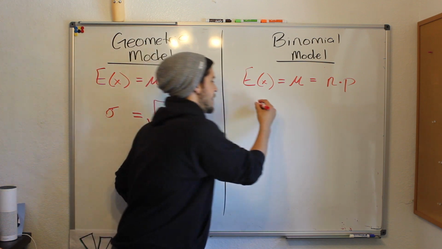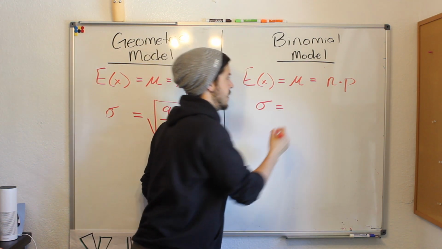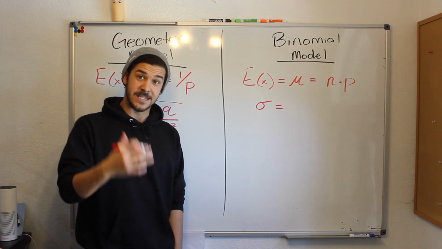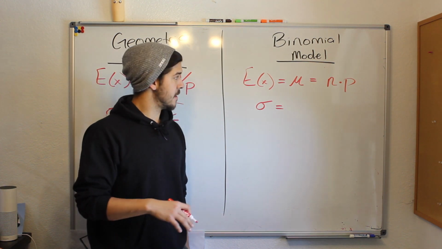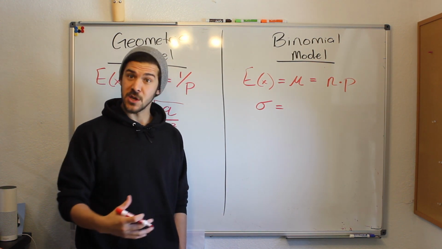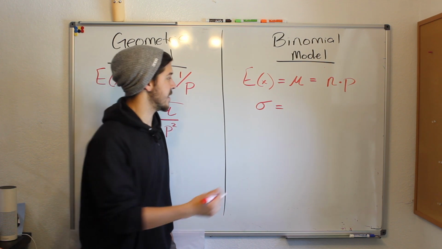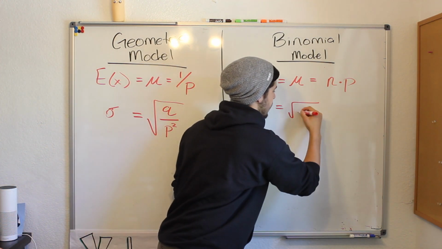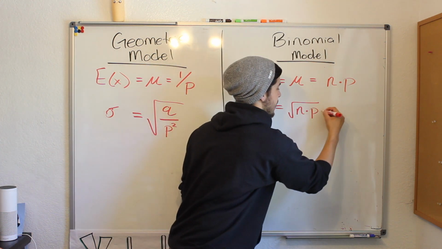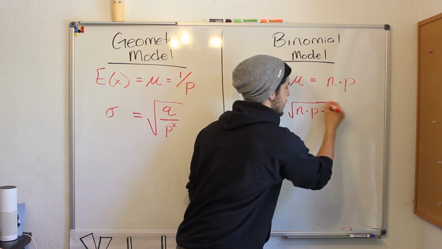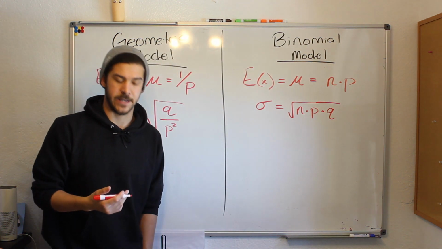To find the standard deviation here, it's going to use the same values as before with N and P, but this time we're going to incorporate Q, the probability of us failing. It's going to be the square root of the number of trials multiplied with the probability of me succeeding and the probability of me failing.